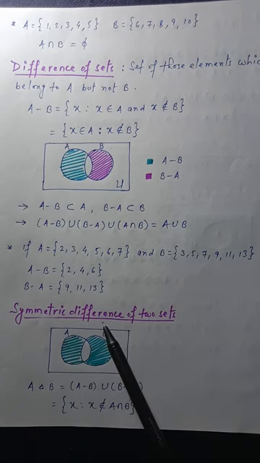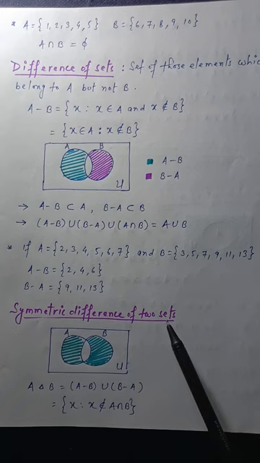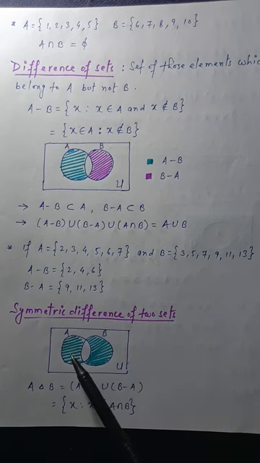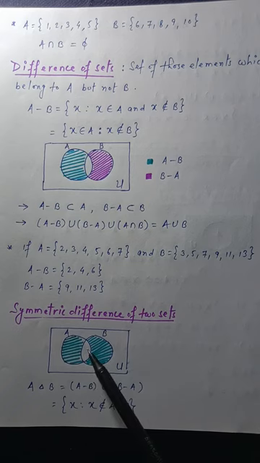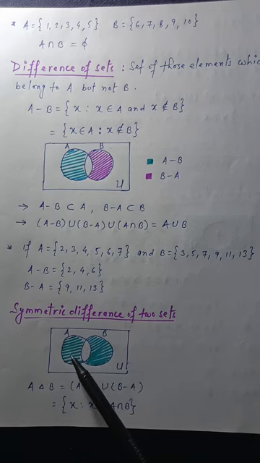Now next is the symmetric difference of two sets. We already know this portion is A minus B and this portion is B minus A. When we take the union of both portions, we write it as A delta B, the symmetric difference of A and B. So A delta B means A minus B union B minus A, or we can say those elements which do not belong to A intersection B are actually A delta B, because when we are leaving A intersection B, it means we are talking about A minus B as well as B minus A. So A delta B is A minus B union B minus A.